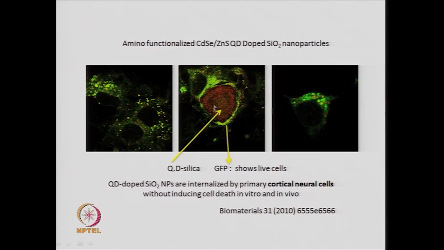That means it goes inside the cell, and the cell is alive, because you can still see the green fluorescent protein on the edge, and that shows that without inducing cell death, the quantum dot silica core shell structure can be internalized. So, this is an example of using a core shell structure to image, and later on after imaging you can try to deliver the drug and see whether it goes into the cell.